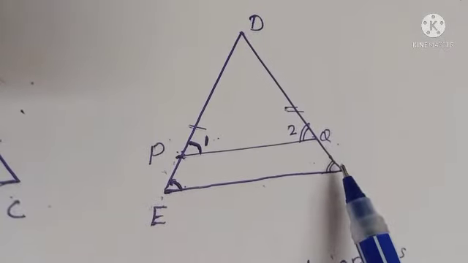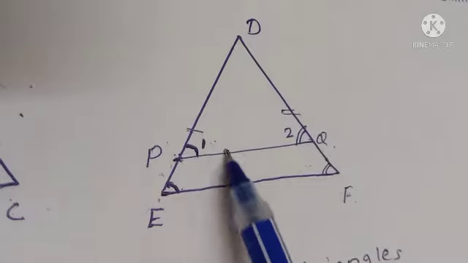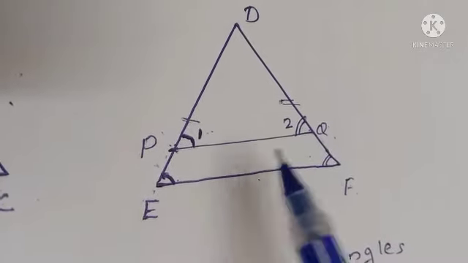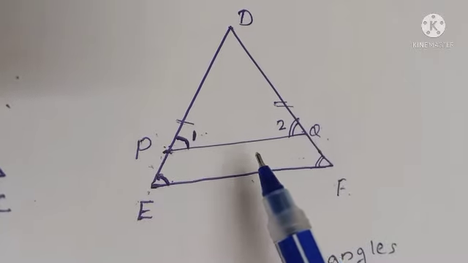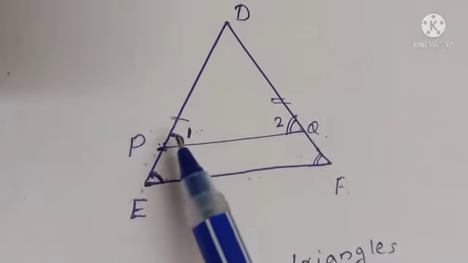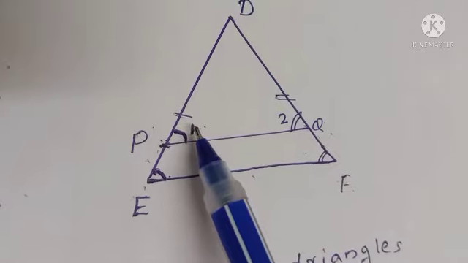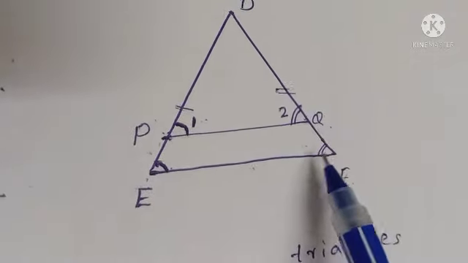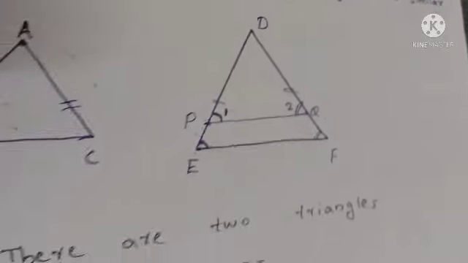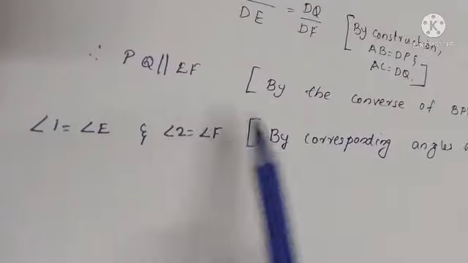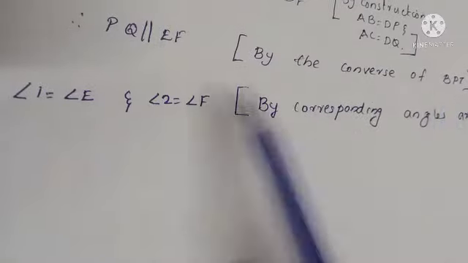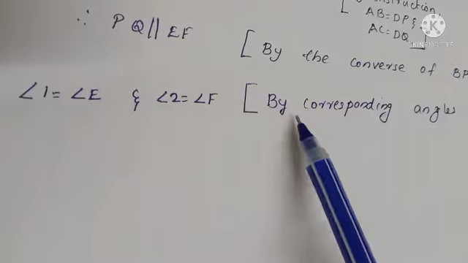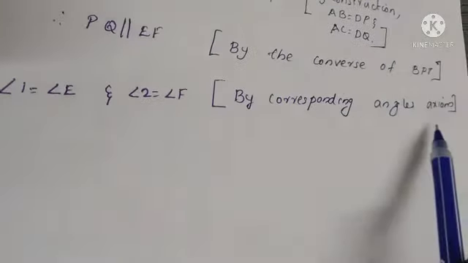So we can say these two lines PQ and EF should be parallel because of the converse of Thales theorem or converse of BPT. Then by the corresponding angles axiom, we get angle 1 equal to angle E and angle 2 equal to angle F. So PQ is parallel to EF by converse of BPT, and angle 1 equals angle E and angle 2 equals angle F by the corresponding angles axiom.